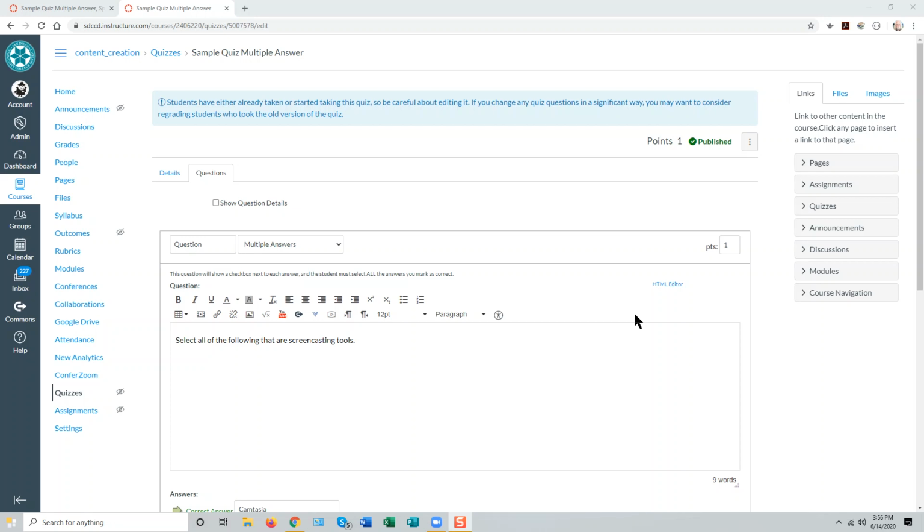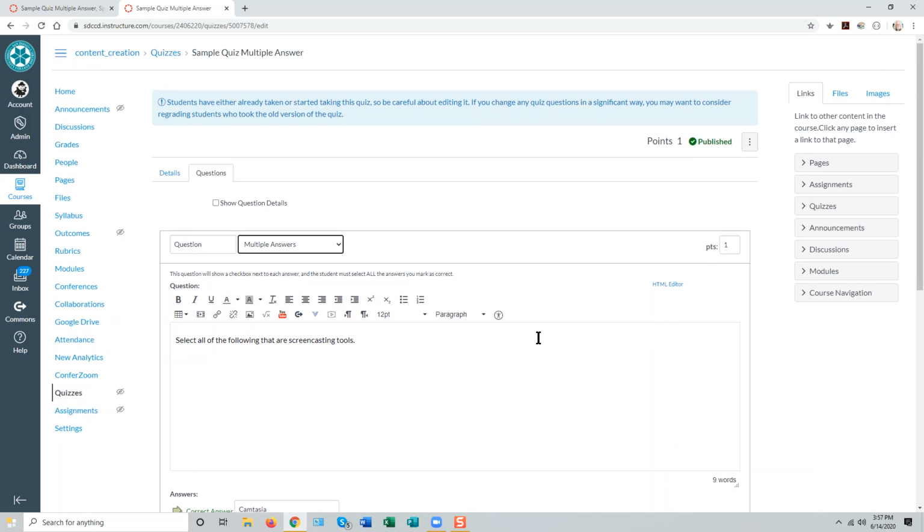Understanding multiple answer questions in Canvas quizzes. The multiple answer question type in Canvas, one of the numerous question types you can use in a Canvas test, is one of the best, most evaluative question types among the objective questions, questions that Canvas can grade itself.